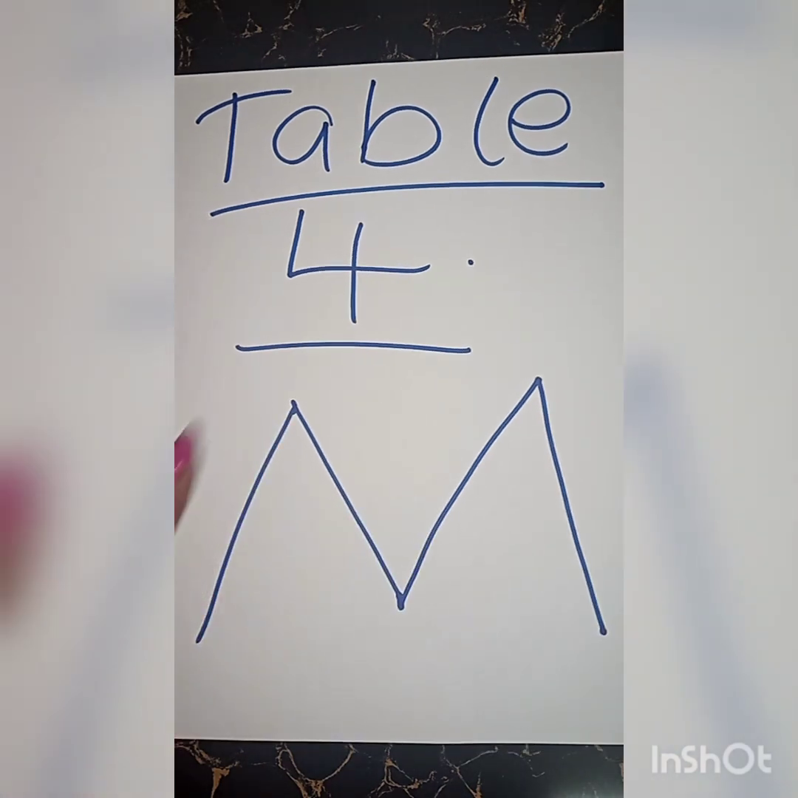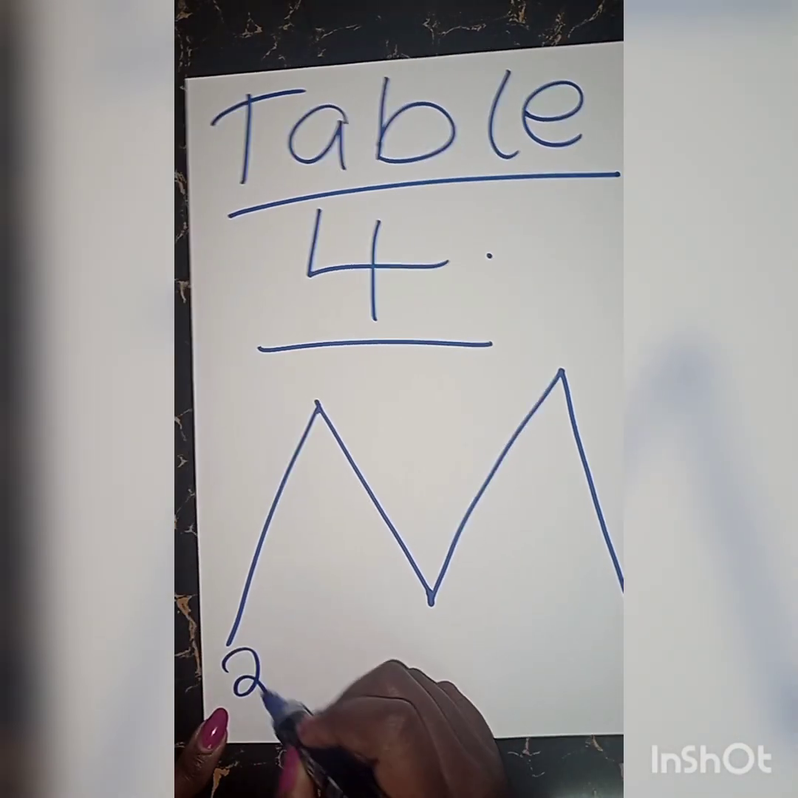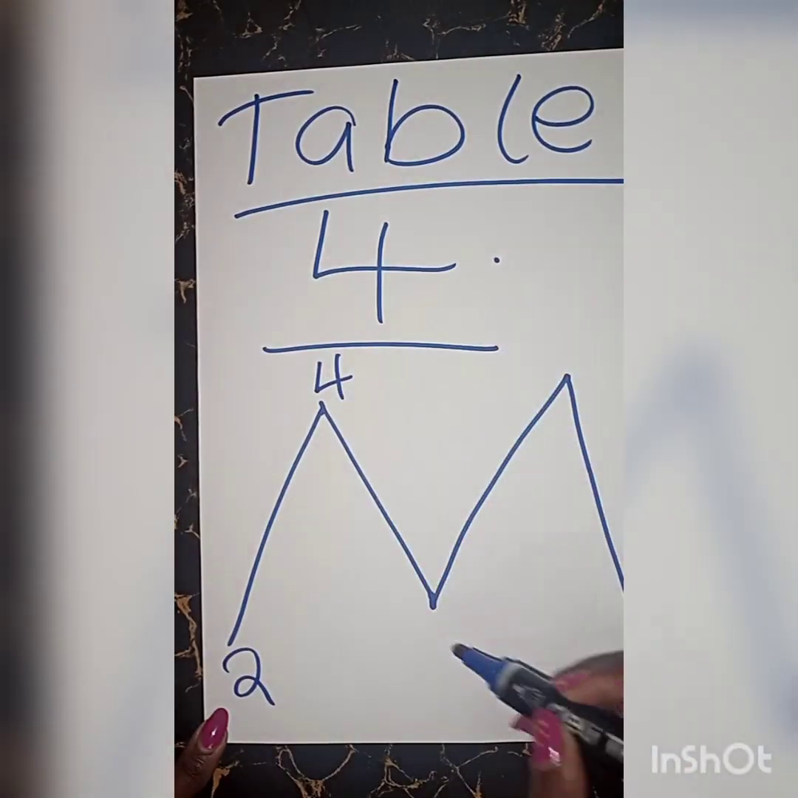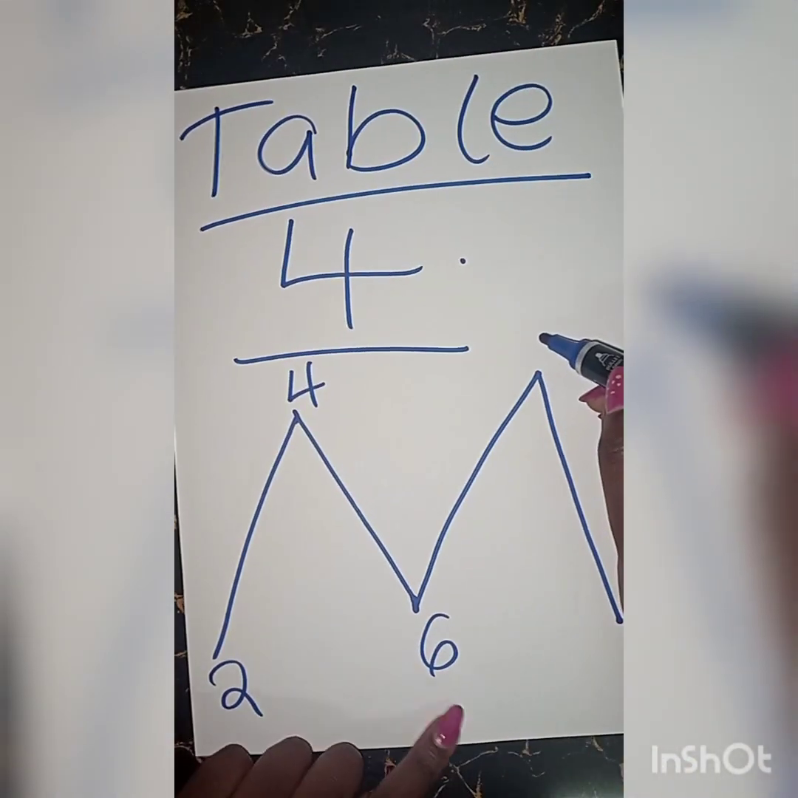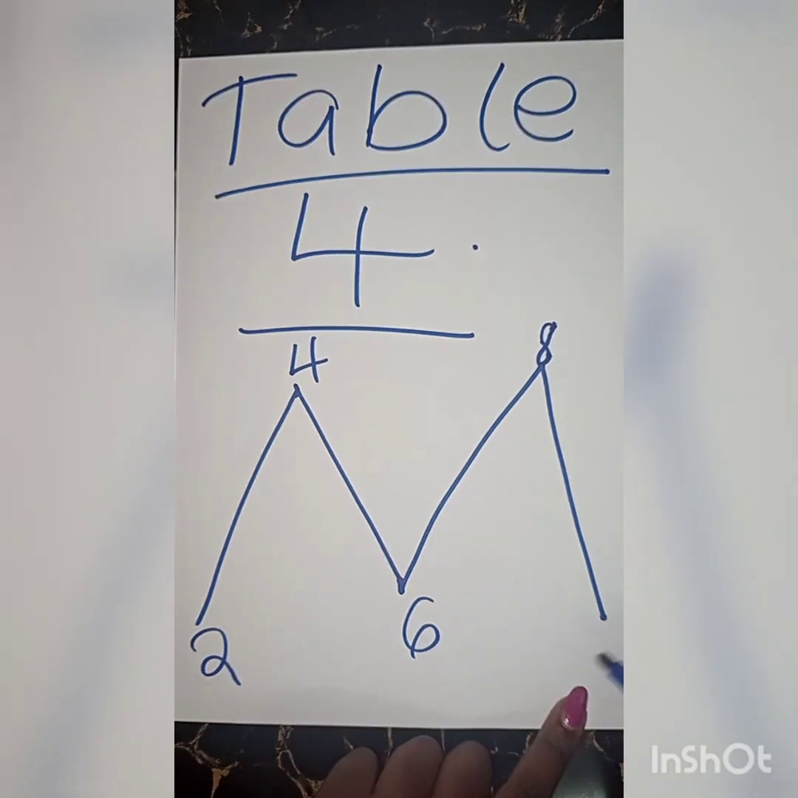So that means that at each point of the letter, we are required to write all the even numbers from 2 to 8 and then add a 0 at the end. Okay? So 2, 4, 6, 8, and 0.